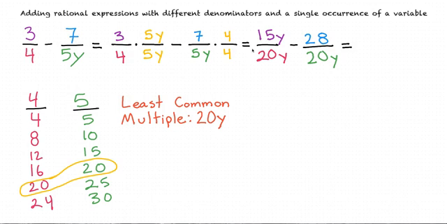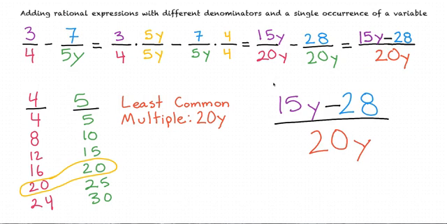Now that these have the same denominator, we can keep that denominator for our final answer, and our numerator will be the difference of these numerators, which is 15y minus 28. Since this cannot be simplified any further, our final answer is 15y minus 28 over 20y.